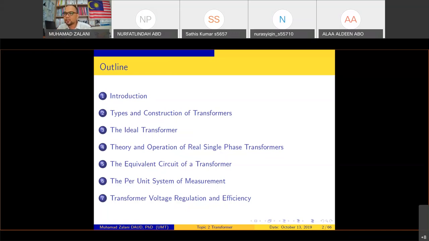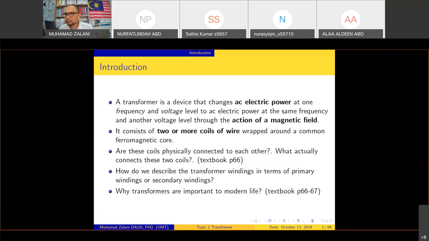Then transformer efficiency will also be discussed. For example, any system is like a black box with input and output. Any system, in an electrical system as well, when we talk about the performance of that system, we measure that performance in terms of efficiency, which is the calculation of output as compared to its input times 100%, right? So this slide shows the introduction, just the introduction.